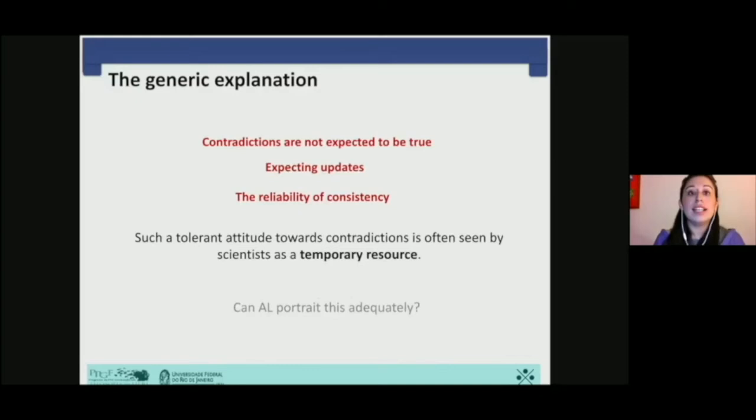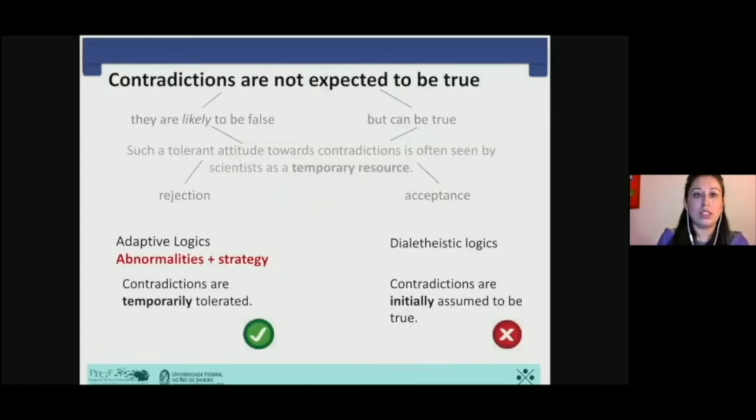And so the three lessons that we learn, as I was saying, is contradictions are not expected to be true. Scientists will be expecting updates when dealing with and when tolerating inconsistencies in the sciences, and consistency is an ultimate goal. Such a tolerant attitude towards contradiction is often seen by scientists as a temporary resource, and that's the general claim behind this generic explanation. Now the question is, can adaptive logics portray this adequately? And so let's see. First, contradictions are not expected to be true.